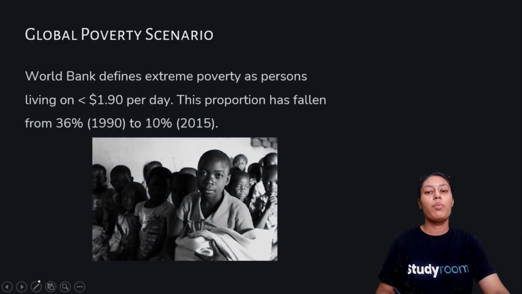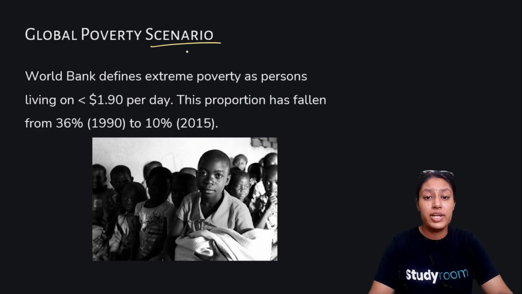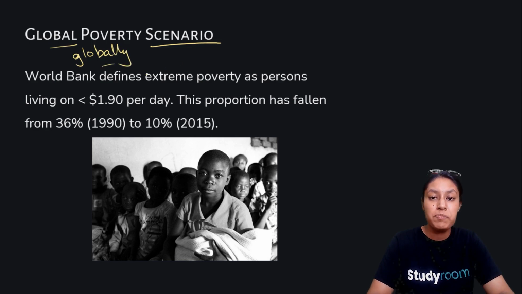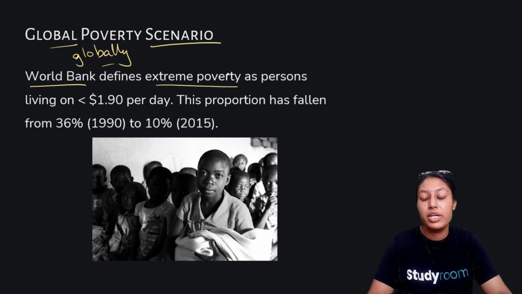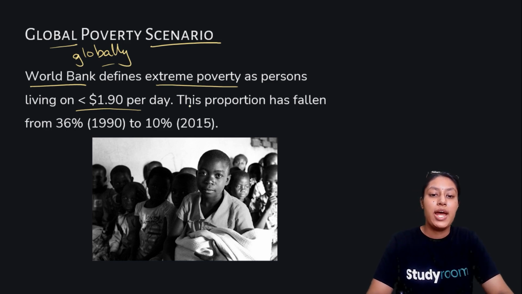Now we'll discuss this problem in a global scenario, as a global problem. Every country has its own poverty line, and we discussed the reasons for that in the previous video. Global poverty is considered a problem globally. The World Bank has defined extreme poverty as a person living on less than $1.90 per day. If a person's expense is less than $1.90, the person falls under the category of poverty.